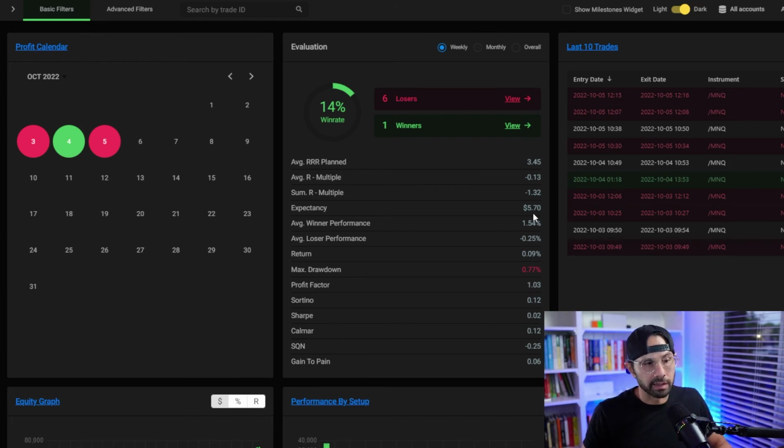The good thing is that the risk and reward ratio carries me. Every time I win, I win 4 or 5 times what I risk. That helps me keep my account afloat. I'm still positive for the month, right? The month is just starting. This is not a good sign for the week. A 14% win rate is pretty bad.